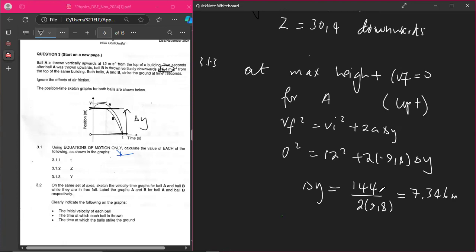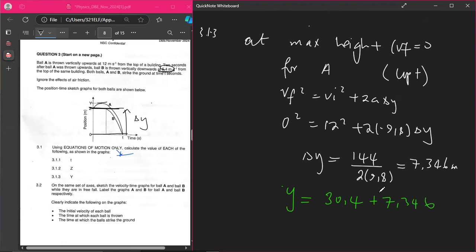So now I'll have a final y value, which is equal to 30.4 plus 7.346. And then the height is going to be what? That y will be 30.4 plus 7.346, and that's going to be 37.746. This is in meters, and then we're okay. That's it.